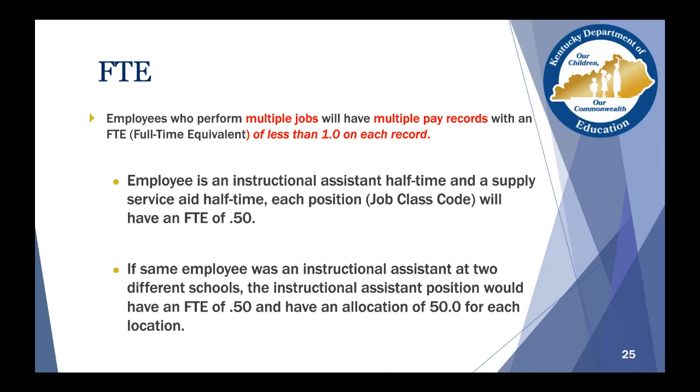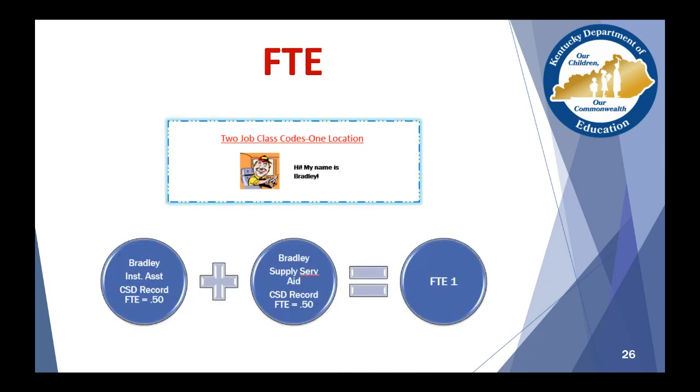If the same employee was an instructional assistant at 2 different schools, the instructional assistant position would have an FTE of 0.50, but also an allocation of 50% for each location. I'm going to show you a grid for this. First, we're going to look at 2 job class codes in only 1 location. We have Bradley. Bradley is an instructional assistant and a supply service aide. He's going to have 1 CSD record with 0.50 FTE and the second at 0.50 FTE. Together, that's going to create Bradley's 1 full-time equivalent.